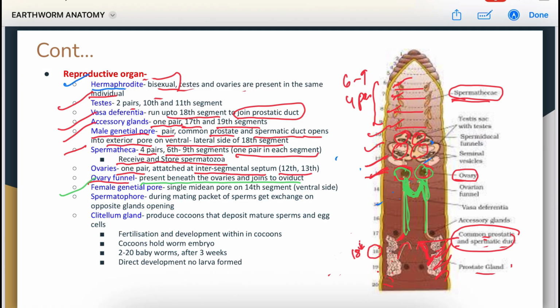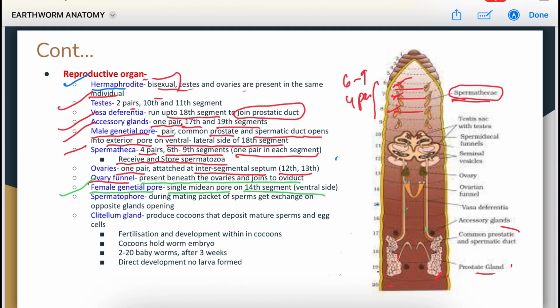Next is the female genital pore. It is a single median pore on the 14th segment, forming on the ventral side. On the 14th segment there is a median pore, that is the female genital pore.